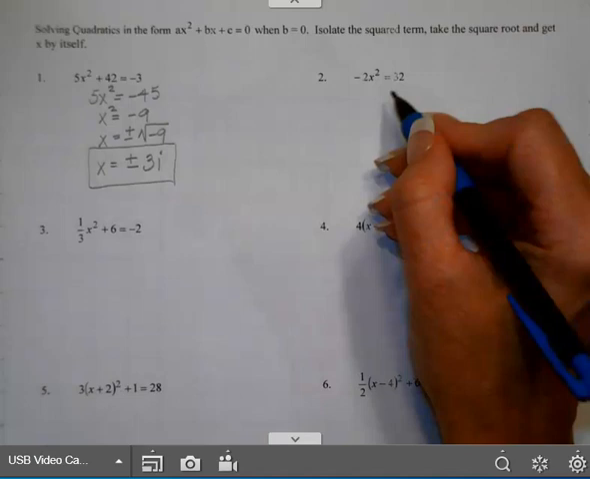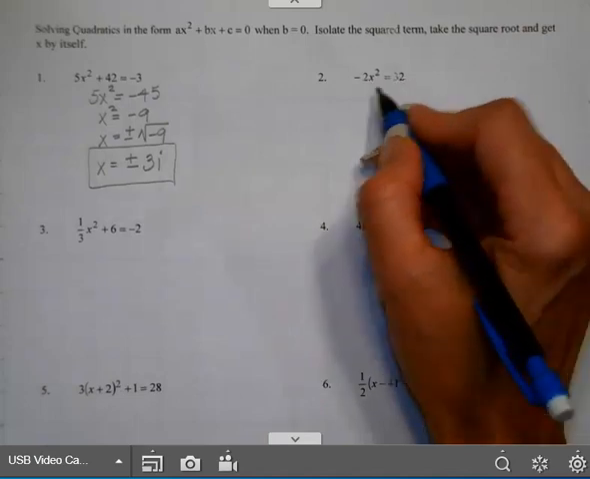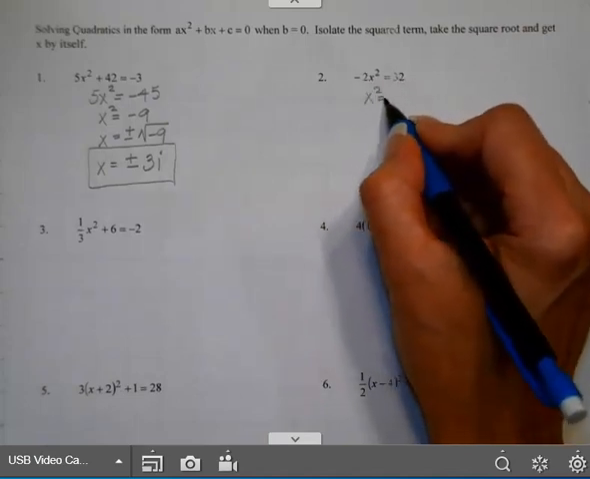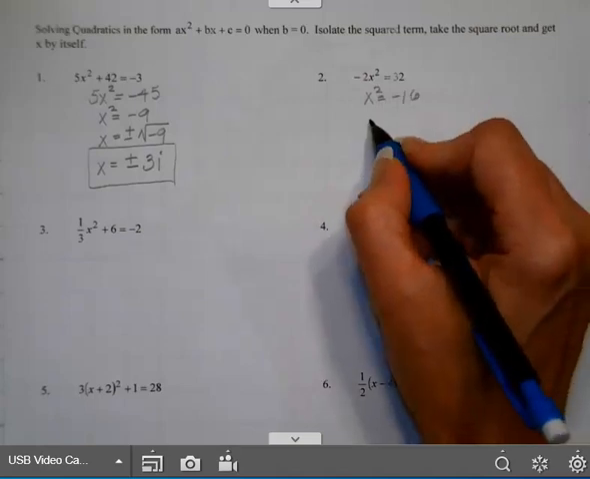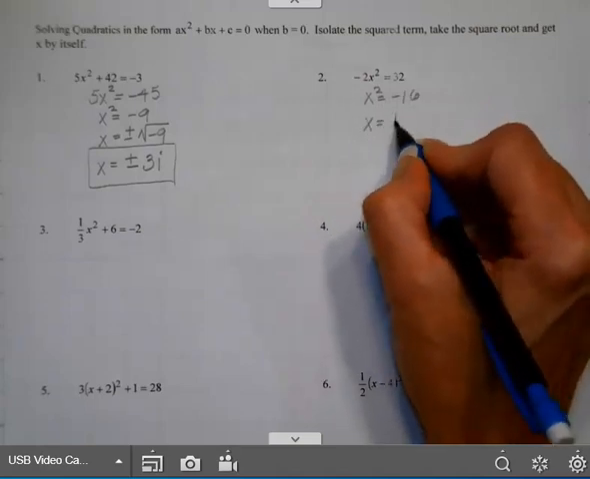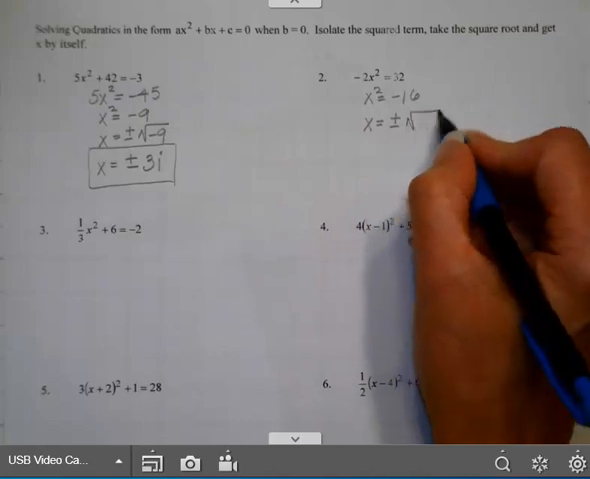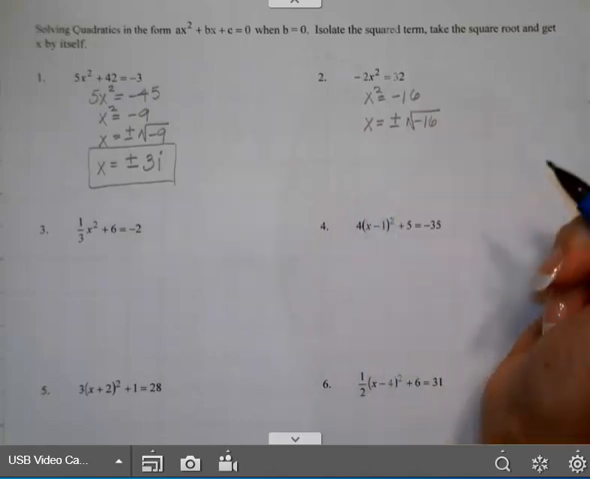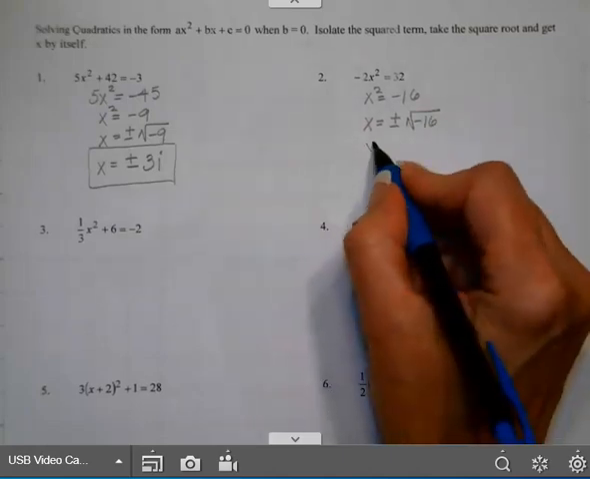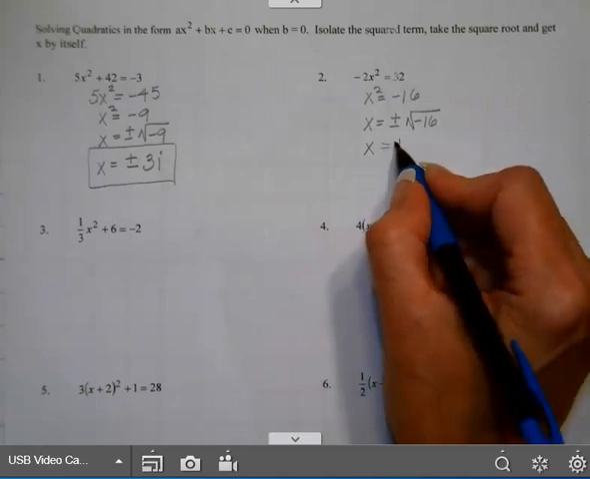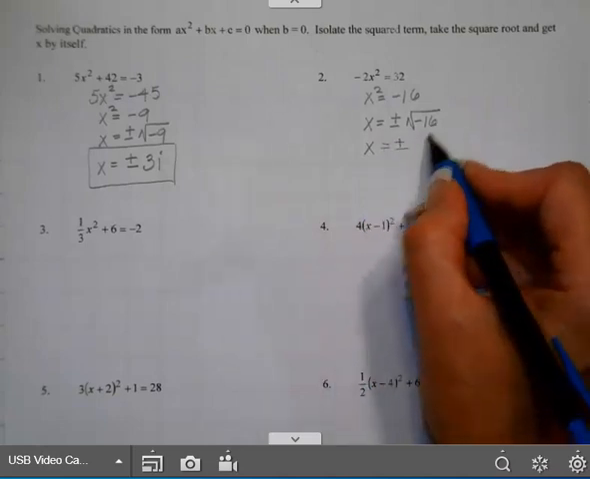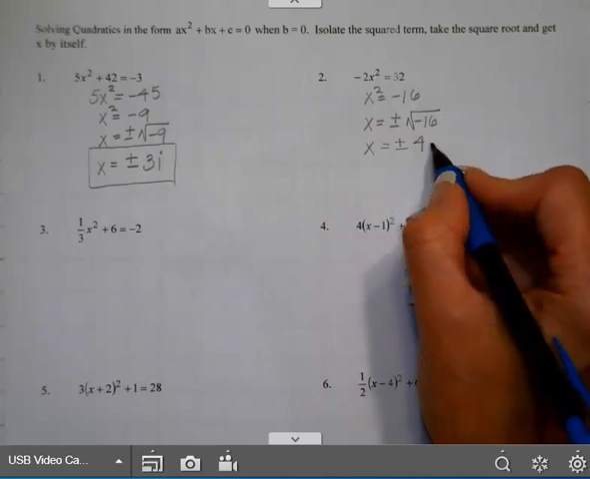On the next one, number 2, divide both sides by negative 2. Then take the square root. You'll get plus or minus the square root of negative 16 when you square root both sides. And so x will equal plus or minus square root of the 16 is 4, and square root of the negative is i.